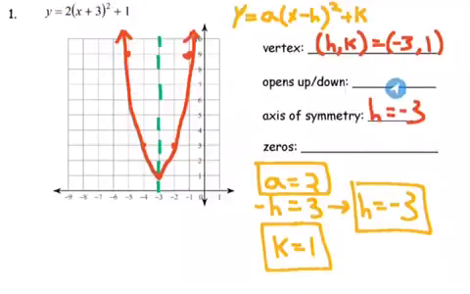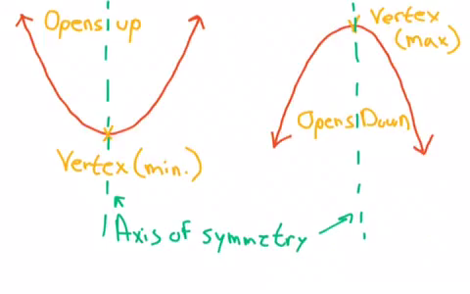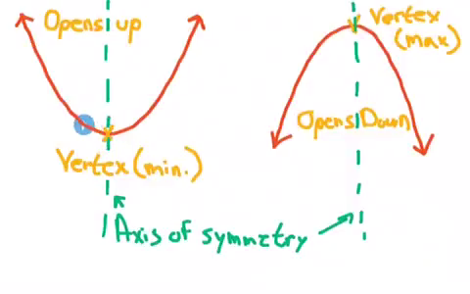But now there's still 2 more blanks that we need to fill out before we continue on. The question is, does this open up or does it open down? So let's go to this slide that we had earlier. We said that when parabolas look like this, where your vertex is a minimum, we say it's opening up. And whenever your vertex is a maximum, we say this is opening down.